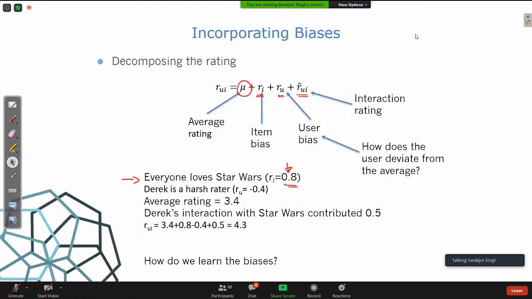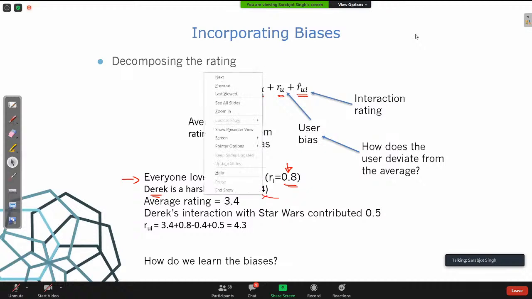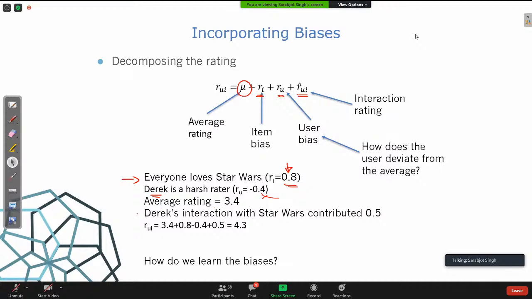The user has a bias, so Derek may be a harsh rater, and so we would actually reduce the rating now because of the fact that the user is Derek. And then because Derek actually liked Star Wars, the contribution of this interaction term would be where we are adding a 0.5 here, right? So the overall rating for Star Wars by the user would be 3.4, which is the average rating, plus 0.8, which is the item bias, subtract from that the user bias, and add in the interaction term, right? And we get a 4.3.